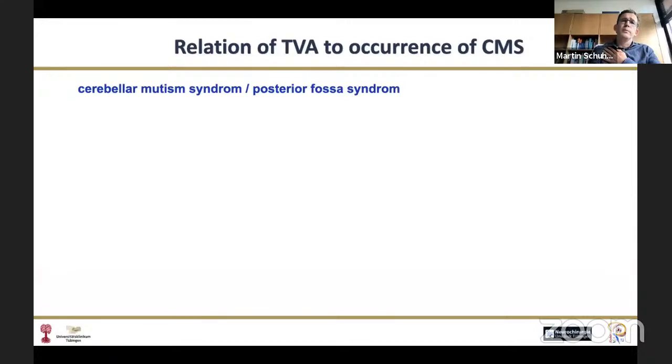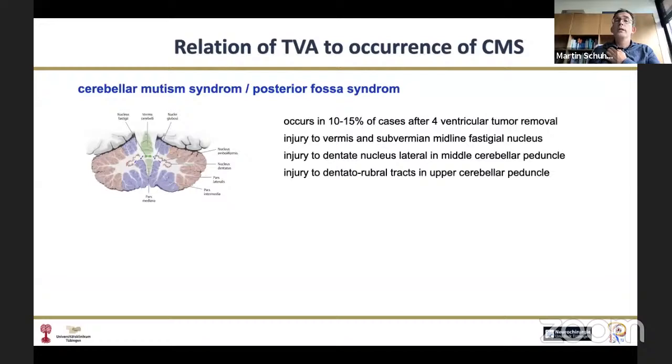A last word on cerebellar mutism syndrome or posterior fossa syndrome, because this is most relevant in pediatric neurosurgery. As you heard, the transvermian approach has been accused of being one of the main reasons for it, with a prevalence of 10 to 15, sometimes 25% of cases, depending on the series. Cerebellar mutism syndrome severely affects these children and can really change their quality of life forever, because some children really do not recover well.